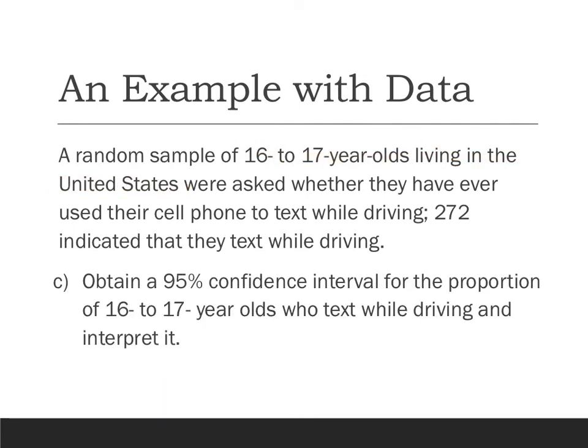All right, so now that we know we can use our one prop z int, that's what we need to do. We need to obtain a 95% confidence interval for the proportion of 16 to 17-year-olds who text while driving, and then we're going to interpret it. So first of all, we're going to obtain that confidence interval, and then once we've got it, we'll talk about how to interpret what those numbers mean.